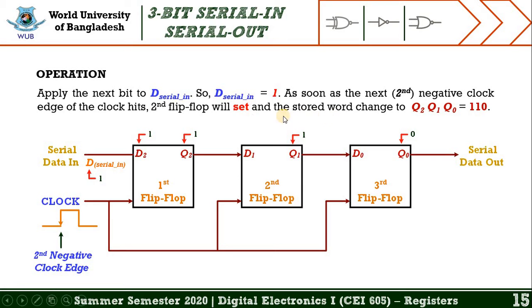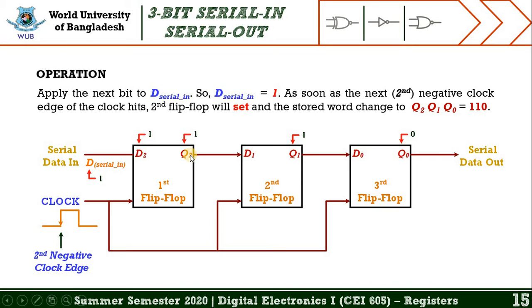But when the second negative clock edge is applied at the clock, in that case the second flip-flop is in set condition, and the stored word changes to Q2, Q1, Q0 equals 1, 1, 0. If you look at the first flip-flop, you may find the value of D serial in is equal to 1. In that case, the value of D2 is also 1, and the value of Q2 is also 1.